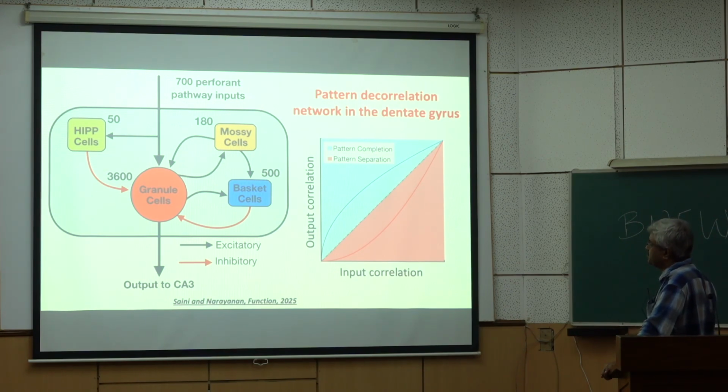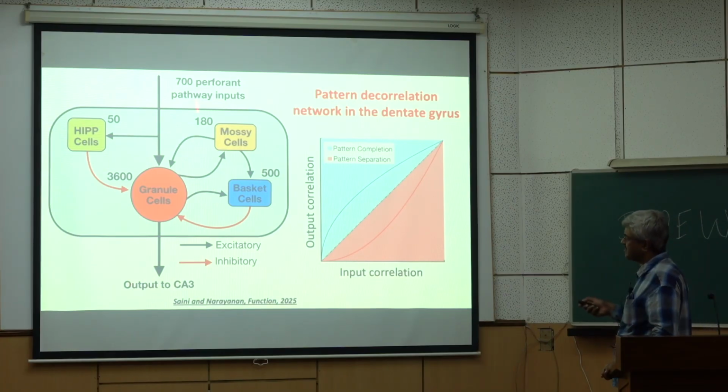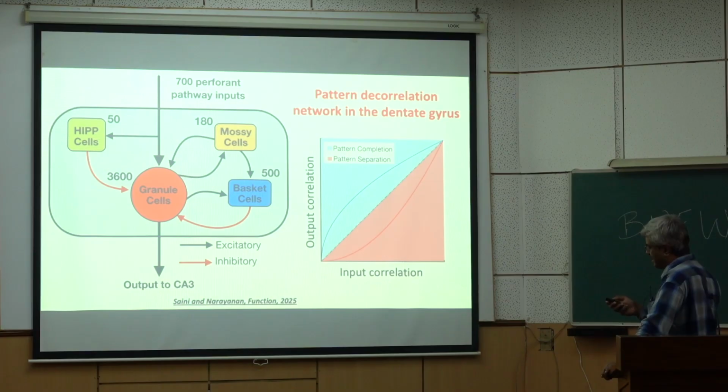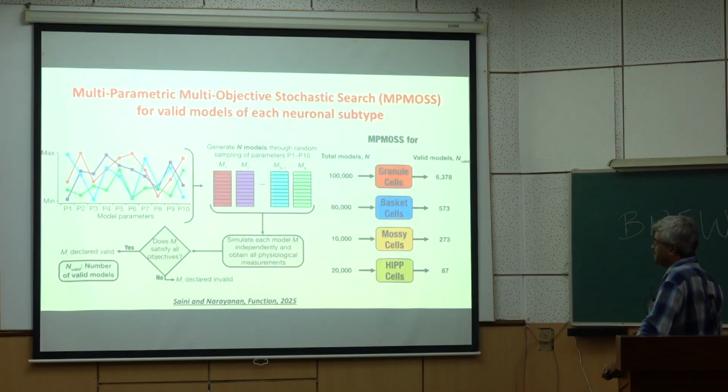Right? So here the input is being presented, and you are computing the output, plotting output correlation as a function of input correlation for different kinds of patterns, and asking questions about whether this network is capable of performing pattern separation or not.